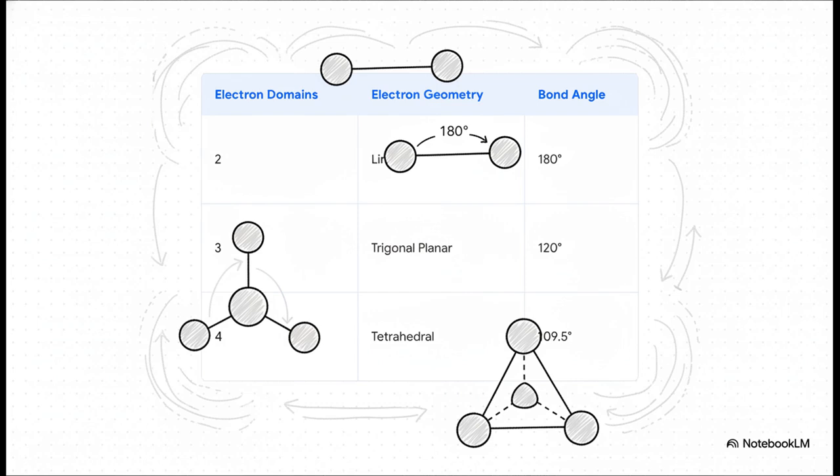If an atom only has two groups of electrons around it, they flee to opposite sides, making a straight, linear molecule. If it has three groups, they form a perfect flat triangle shape called trigonal planar. And with four groups, they arrange themselves into a 3D pyramid shape called a tetrahedron. It's all just geometry, driven by electrons trying to get away from each other.